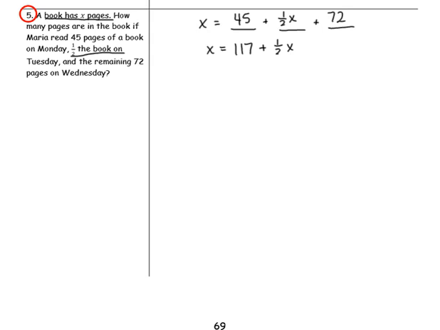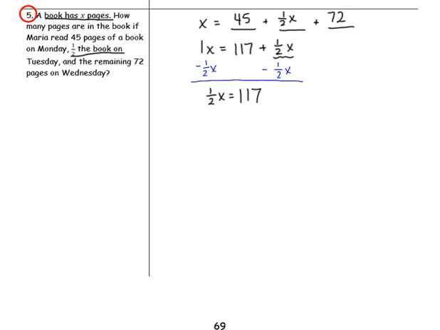Now we want to get our terms with variables on one side of the equation. In order to get rid of the 1/2 x and move it to the other side of the equation, we want this term to equal 0. To get a term to equal 0, remember to add or subtract. In this case, we will need to subtract. We'll subtract 1/2 x from both sides of the equation. x take away 1/2 x, so that is 1x take away 1/2 x. That simplifies to 1/2 x. That leaves us with 117 pages.